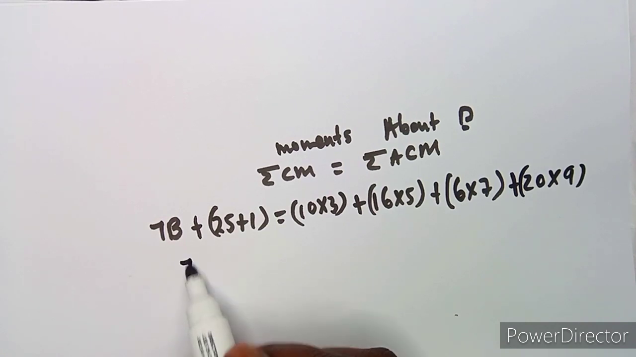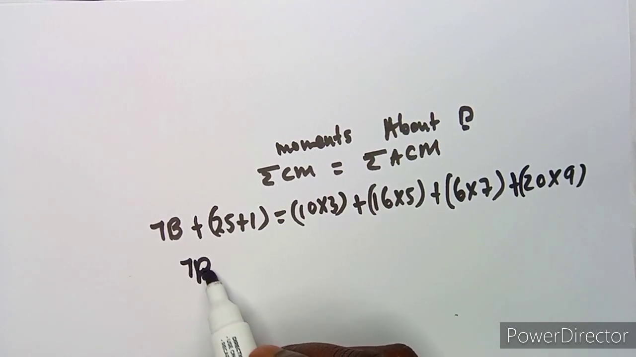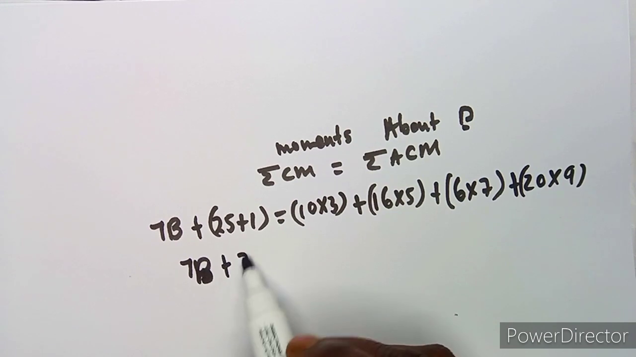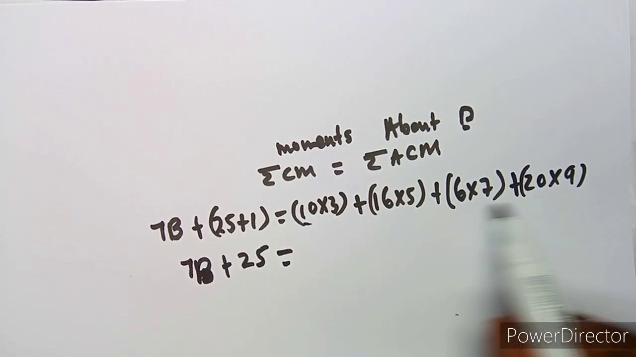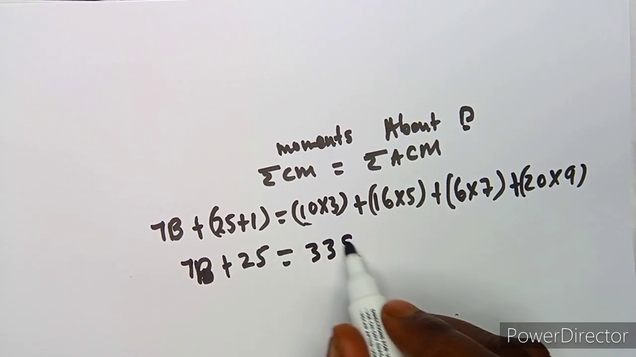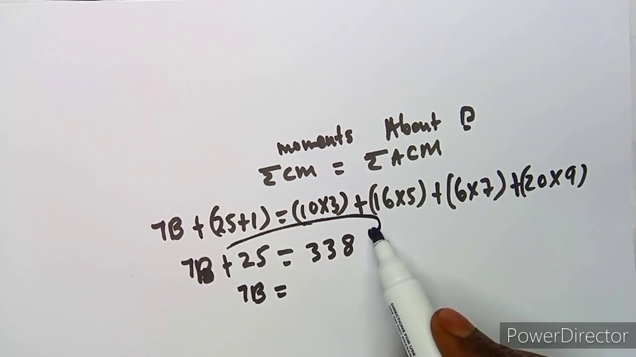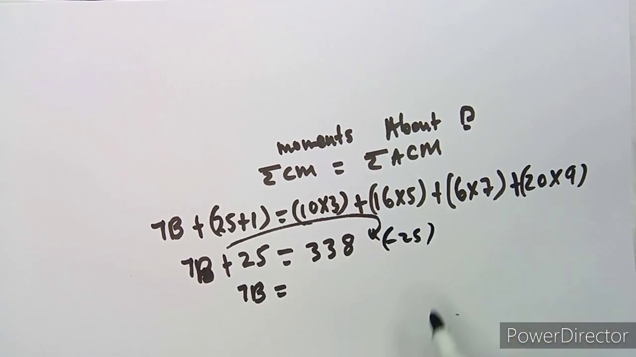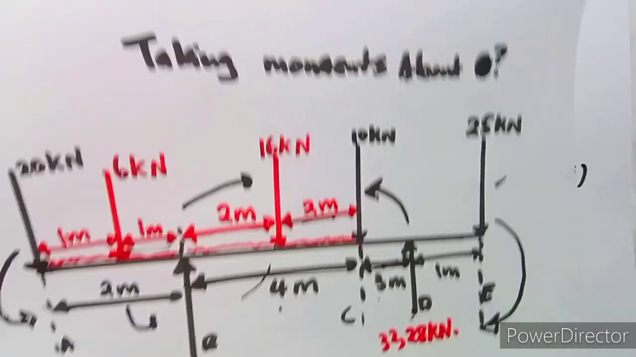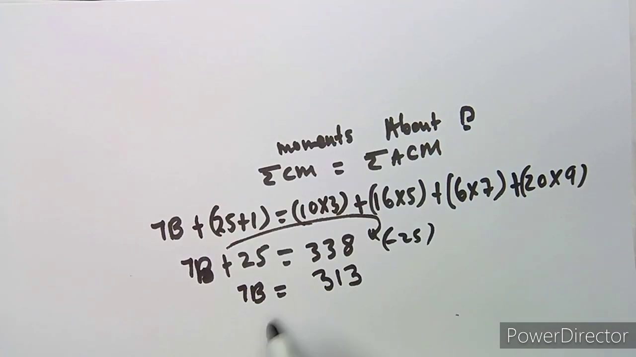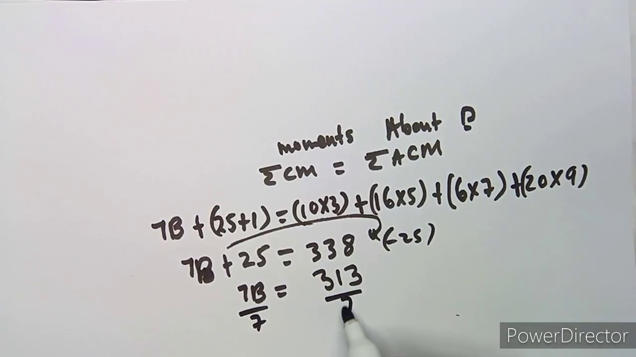So we just have to combine 7B. In this case, this one is just going to give us 25. You combine everything here, which is going to give us 338. So 7B is equivalent to 25 to this side, which is going to be negative 25, which is equal to 318. In fact, there are so many ways that you can separate, especially for that distributed load, but because of time, guys, let me just finish this one.